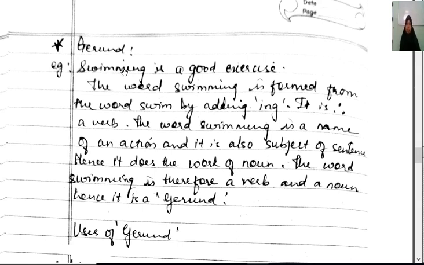Gerund. A simple example is: Swimming is a good exercise. In this sentence, the word swimming is formed from the word swim. That is the main word, swim, and we have added ing to it. It is therefore a verb. It is what? It is a verb.